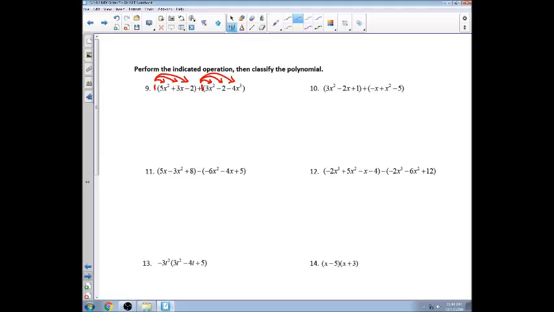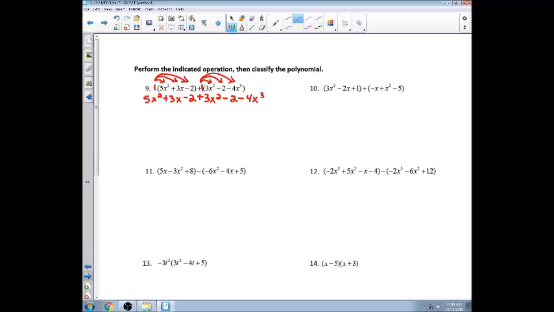So what I'm going to end up with: 1 times 5x squared would be 5x squared. 1 times 3x would be 3x. 1 times negative 2 would be negative 2. Okay? Then 1 times 3x squared would be positive 3x squared. 1 times negative 2 is negative 2. 1 times negative 4x to the third is negative 4x to the third.